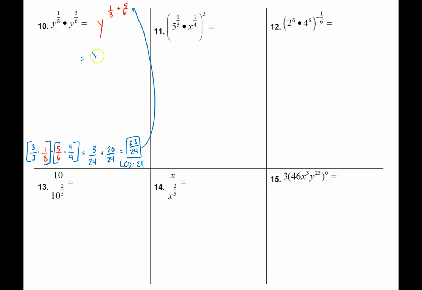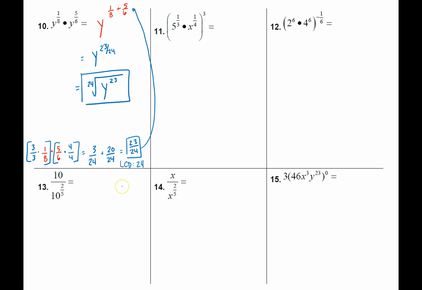So I have y to the 23 over 24 power. Now because I have a fractional exponent, I am going to rewrite this as a radical, y to the 23rd, and that's a 24th root radical. If I only have 23 y's, it's missing one. I don't have 24, so that's my final answer for that one.